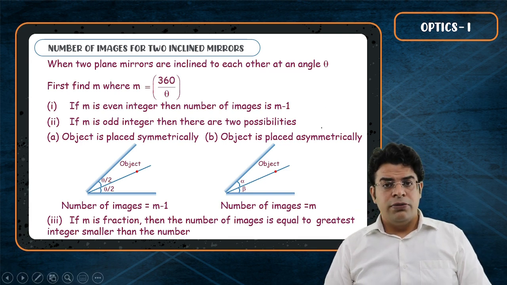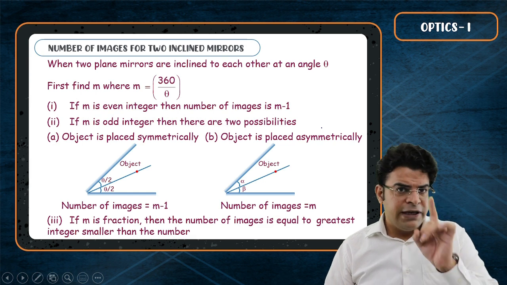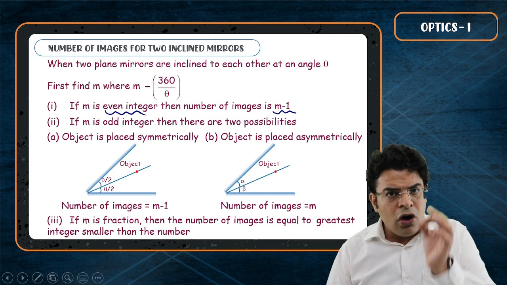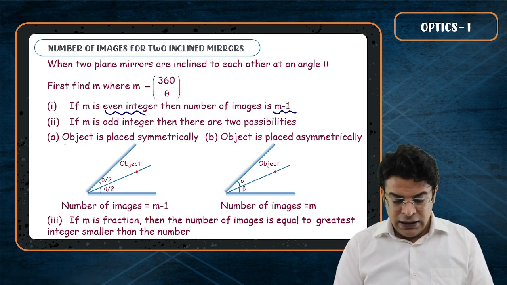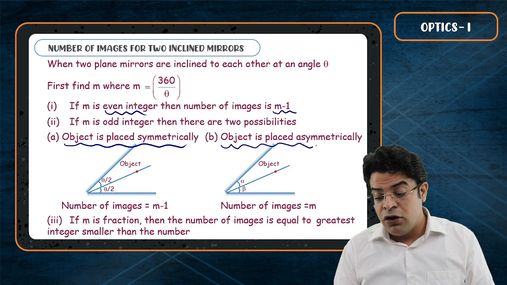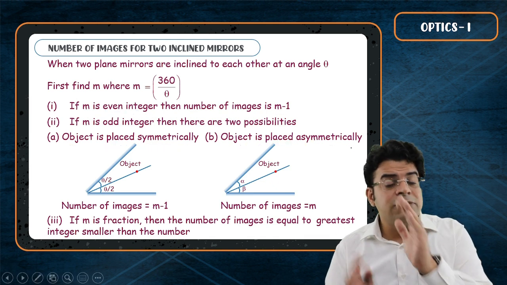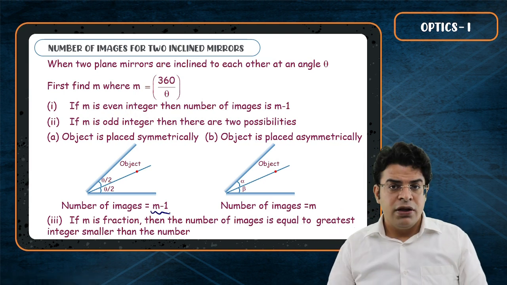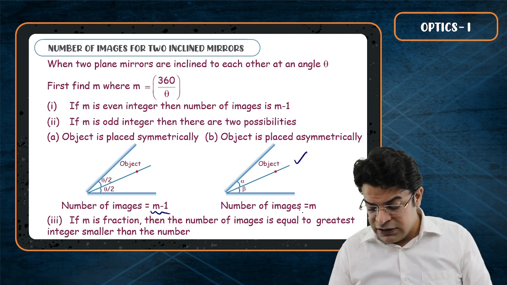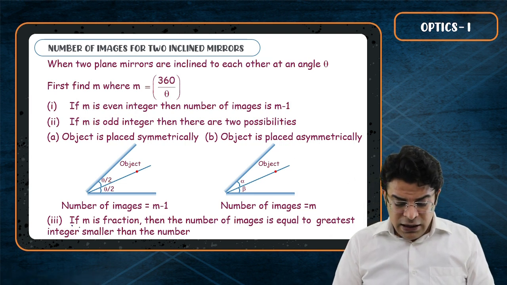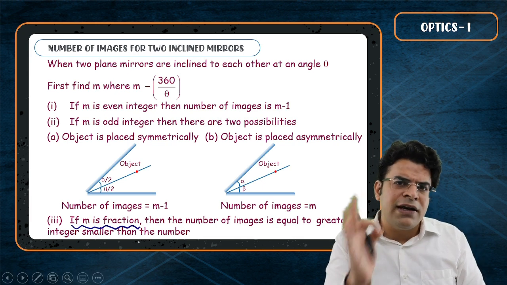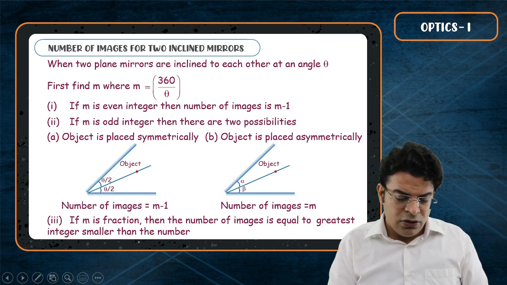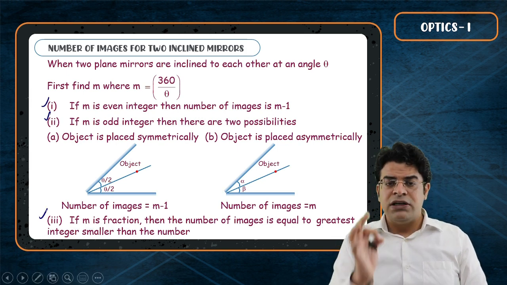Okay. So beta, there are three cases. Case 1, the number is an even integer, the number of images is m minus 1. If you get odd integer, then you have to re-verify if the object is placed symmetrically or asymmetrically. If the object is placed symmetrically, you get lesser number of images and the total number of images is m minus 1. If the object is placed asymmetrically, then the number of images is m. And if m comes out to be a fraction, then think of the greatest integer smaller than that number. Let's practice some questions based on this so that these formulas will set in our brain.